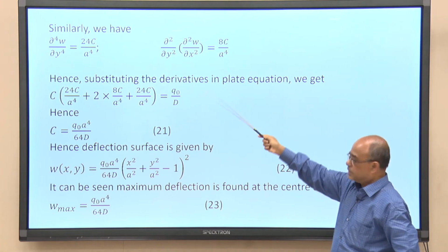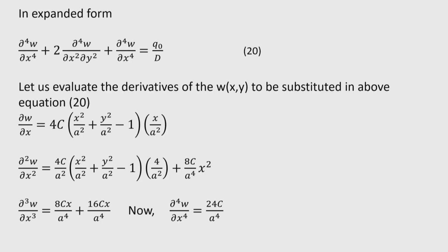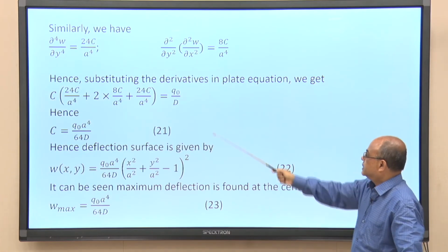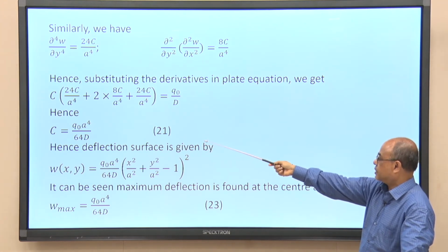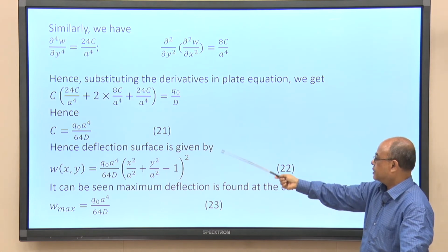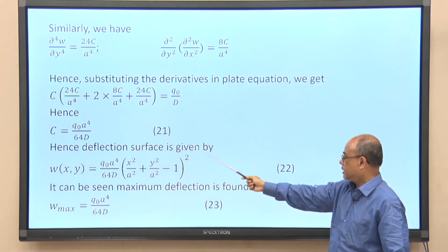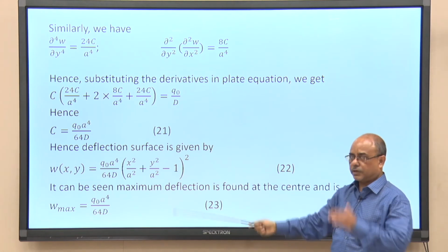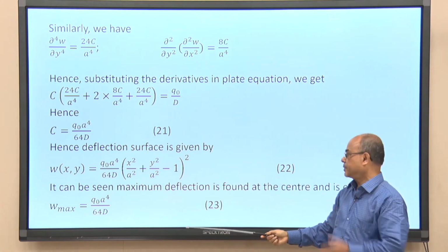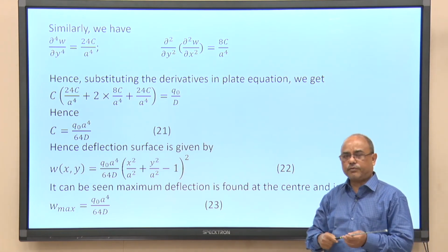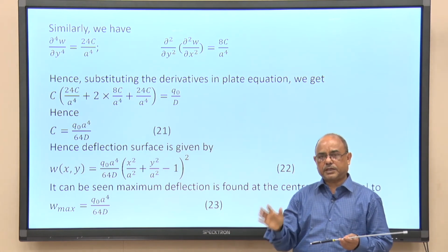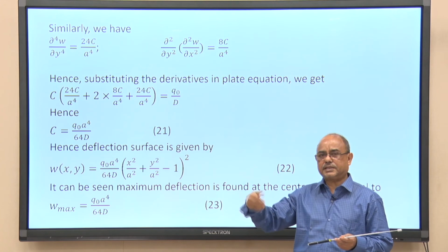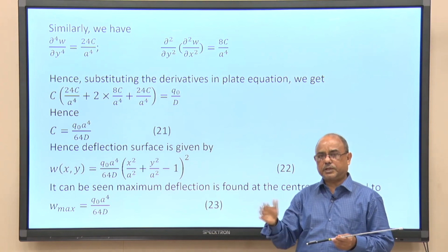Now, substituting all these derivatives in the differential equation, in equation number 20, we will get this constant c. C is easily evaluated as q naught a to the power 4 by 64 D. So, hence the deflection surface is defined by this, c is known. So, exactly the deflection surface is obtained. From the deflection surface now you can go for other quantities like bending moment, shear force, twisting moment, etcetera, but for axisymmetrical cases there will be no twisting moment. So, bending moment you can obtain.